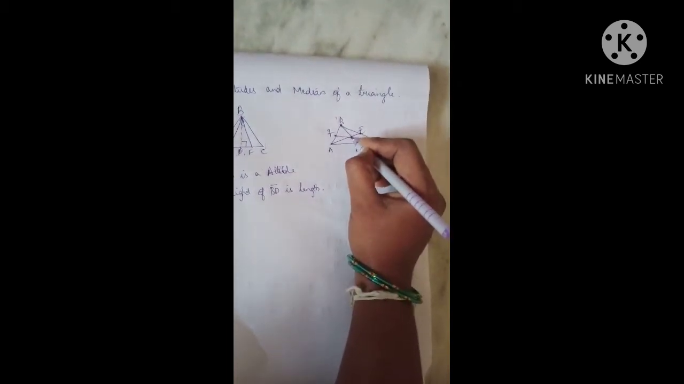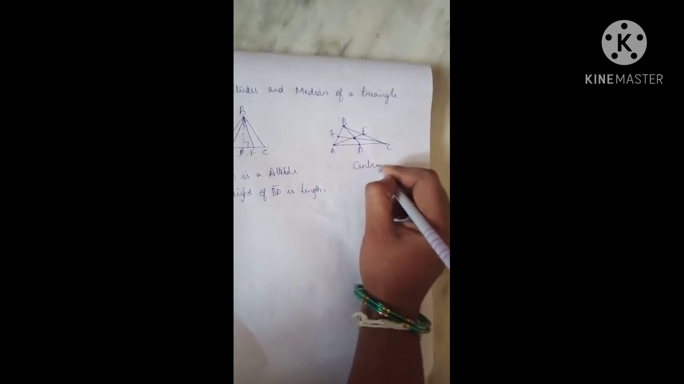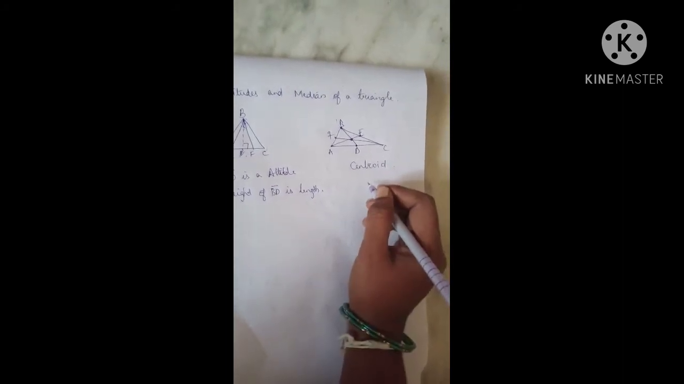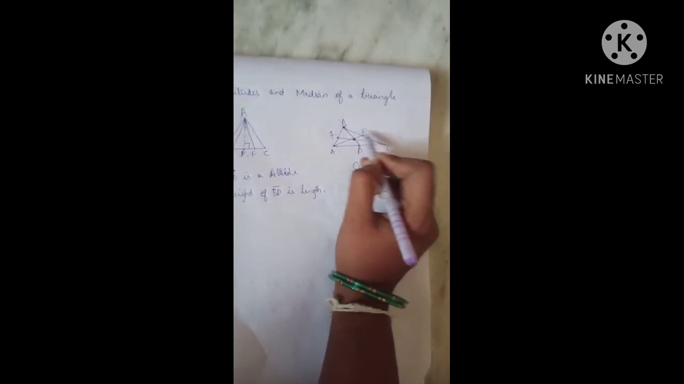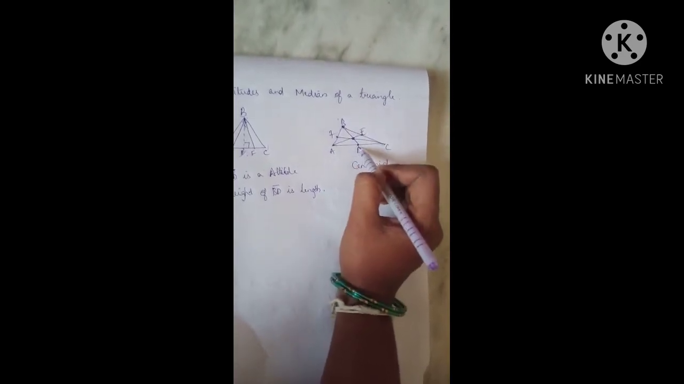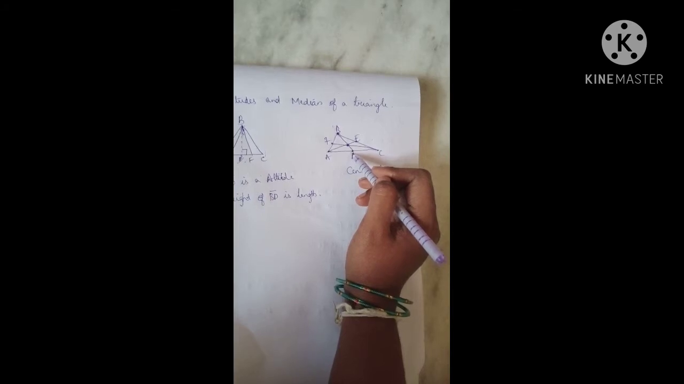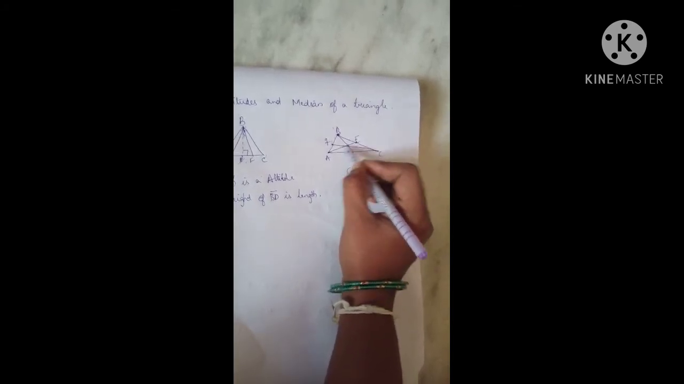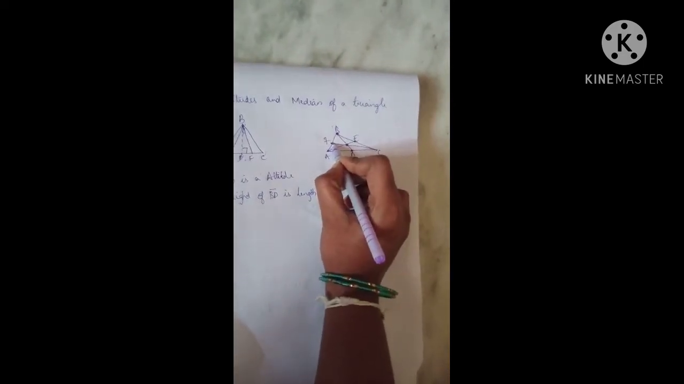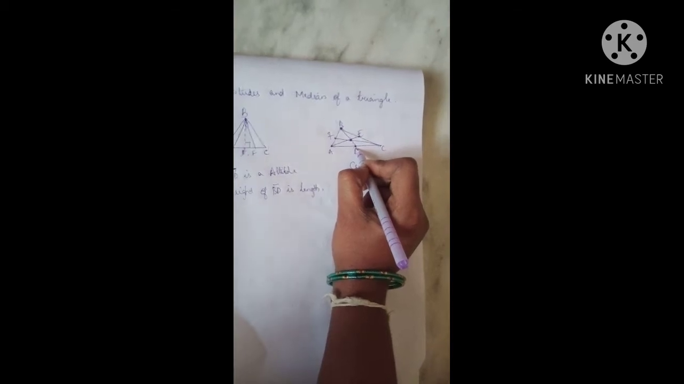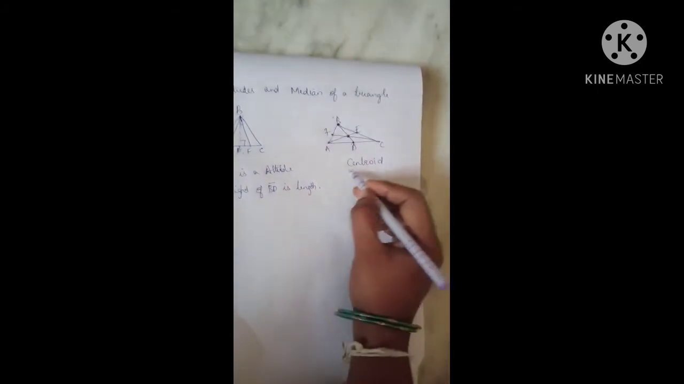And the point where all the medians meet, at the center point, is called the centroid. The line segments which join the vertex of the triangle to the midpoint of the opposite sides are called medians of the triangle. Here it is the vertex and here it is the midpoint. And the point of concurrence is called the centroid.